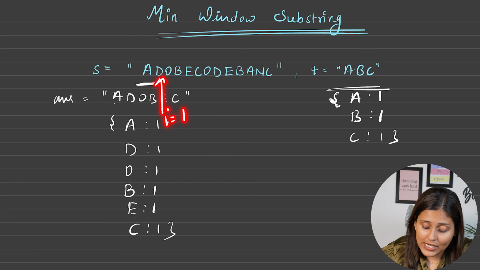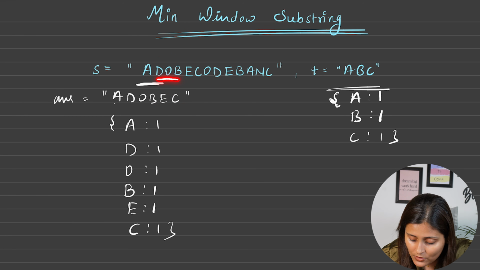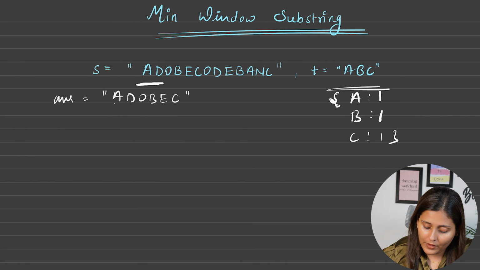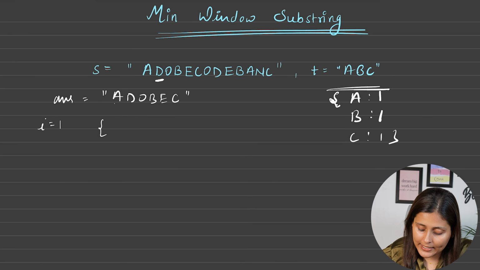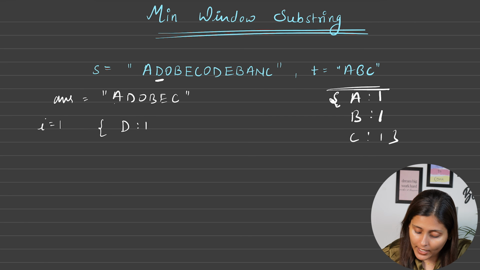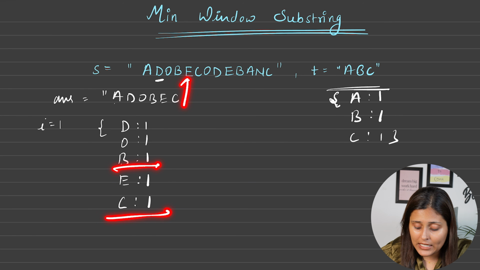And now again we'll initialize our J from the first index and we'll see all these maps. So again we will initialize our map. Okay, now this is for I equal to 1. So first we will encounter D. We will say that D has frequency 1. Does this map match my T map? No, it does not. Again O with frequency 1. Again B with frequency 1. Again E with frequency 1. Again C with frequency 1.